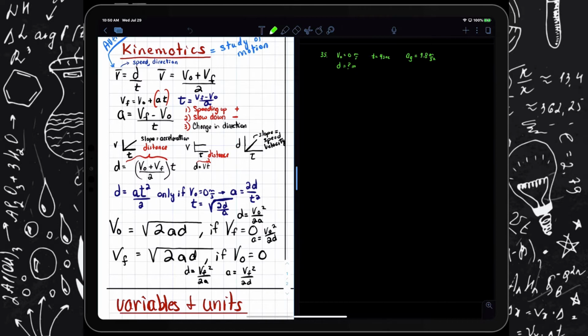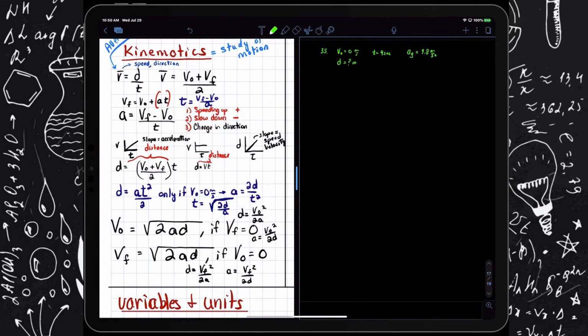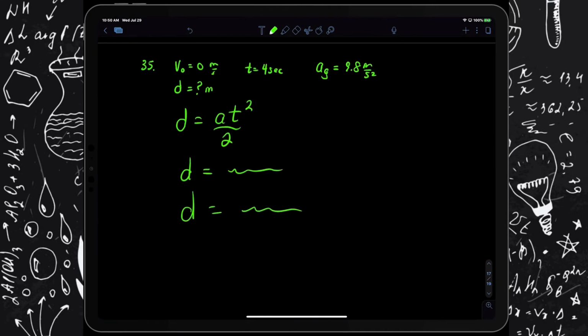Well, the one that has all 4 of those letters, I have distance is what I'm trying to solve for. I know gravity, I know time, and VO happened to be 0. So that means that the equation we're going to use to solve this will be AT squared divided by 2. Now what you need to do is fill in your substitute. You fill in your solve for this.